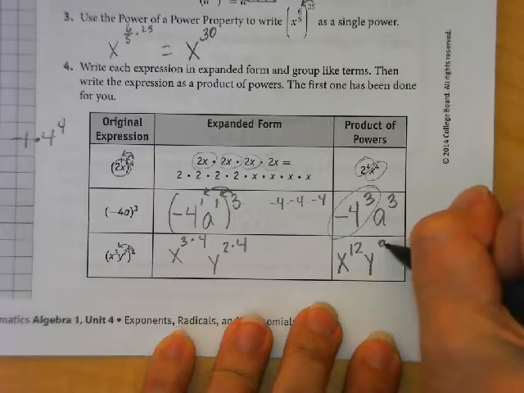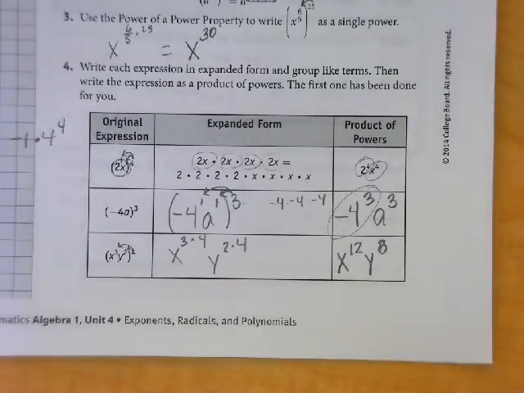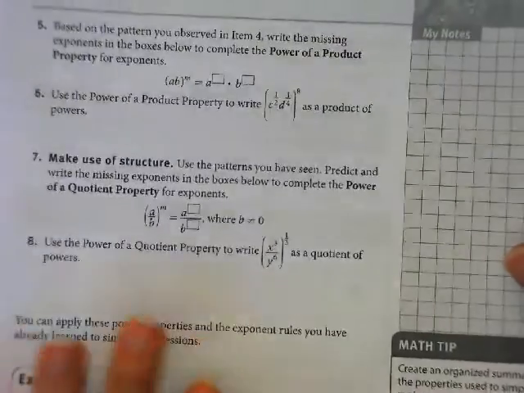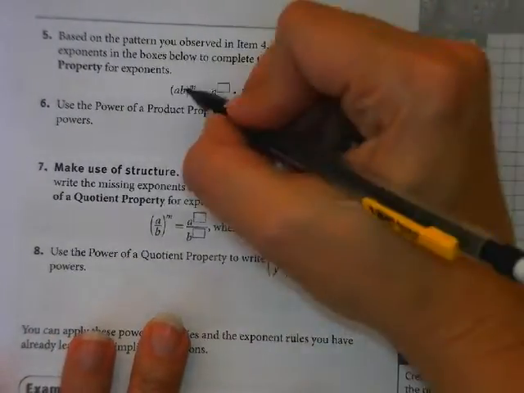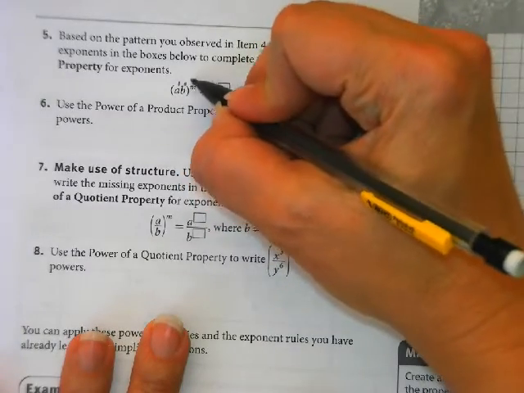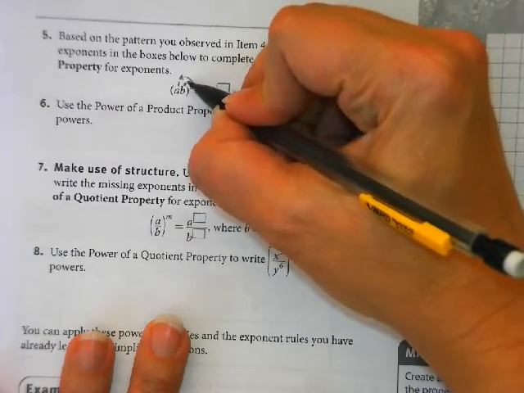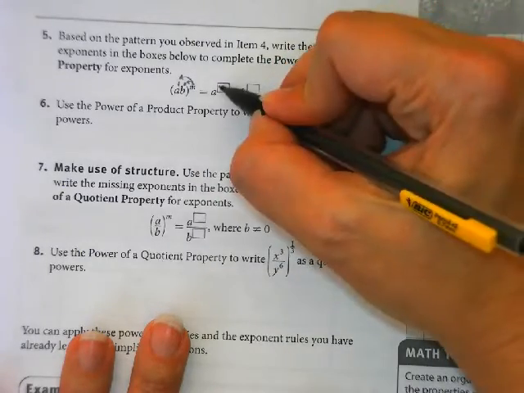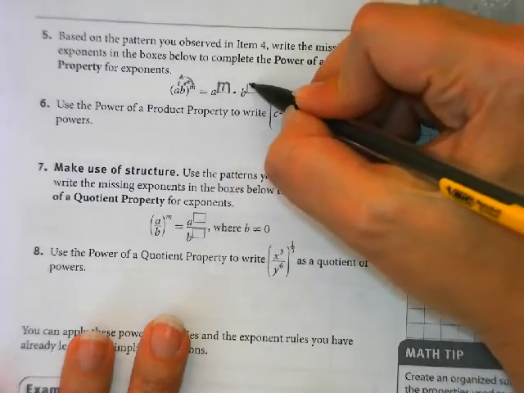X to the 12, y to the 8. Very nice. So not too bad, yes? All right, so let me ask you. We turn our page. Remember, you need to put ones when there's no exponent. So what would we get if we multiplied 1 times n? A to the what? M, B to the M.